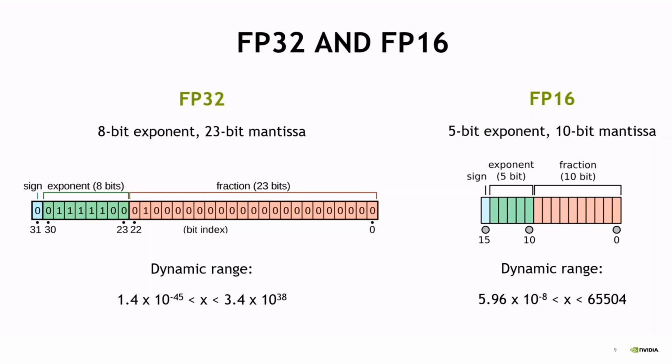Two popular formats, FP32 and FP16, are presented on the slide. FP16, or half precision format, has 5 bits of exponent and 10 bits of mantissa. It results in half the size, but it has a narrowed dynamic range of values that it can actually represent.